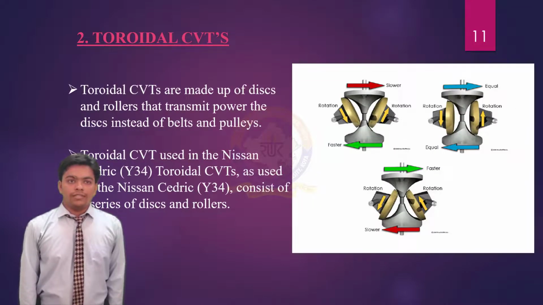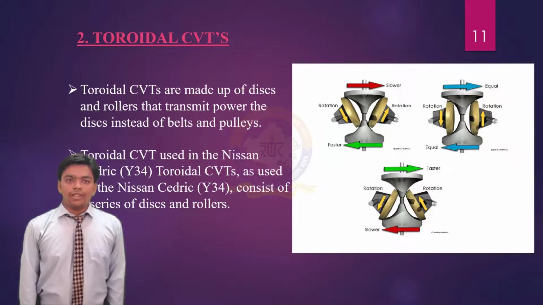Toroidal CVTs. Toroidal CVTs are made up of discs and rollers that transmit power through the discs instead of the belt and pulley. Toroidal CVT is used in the Nissan Cedric Y34. Toroidal CVT as used on a Nissan Cedric Y34 consists of a series of discs and rollers.